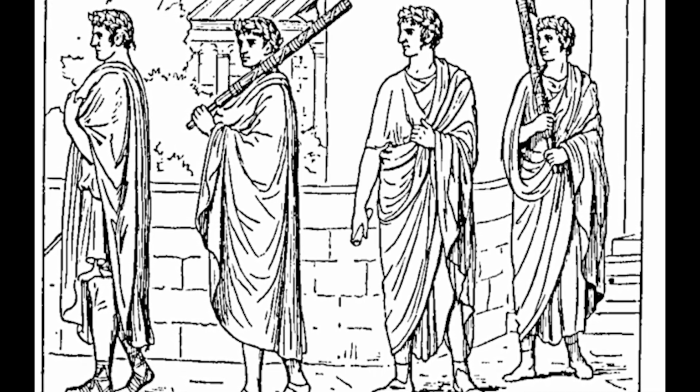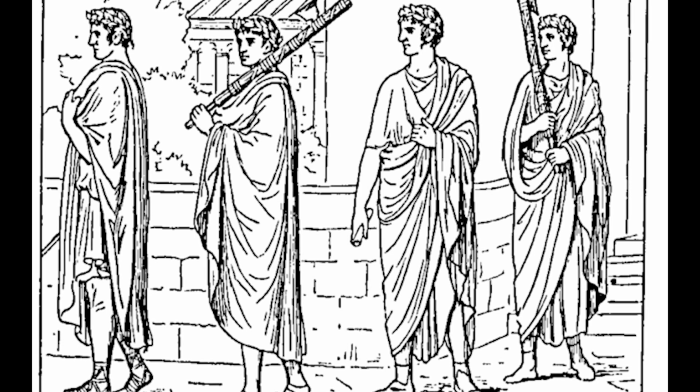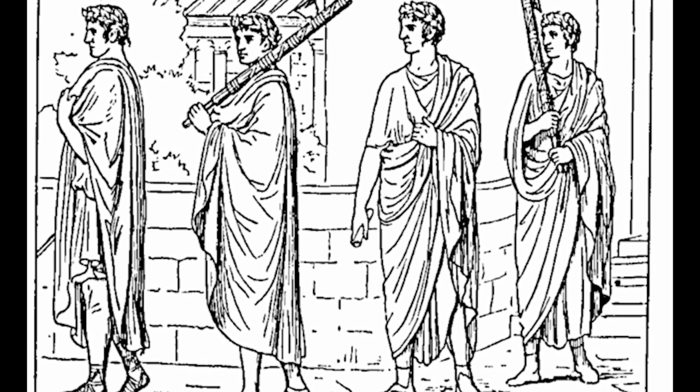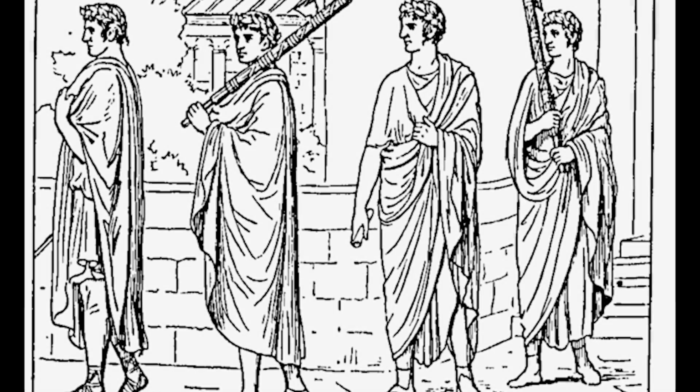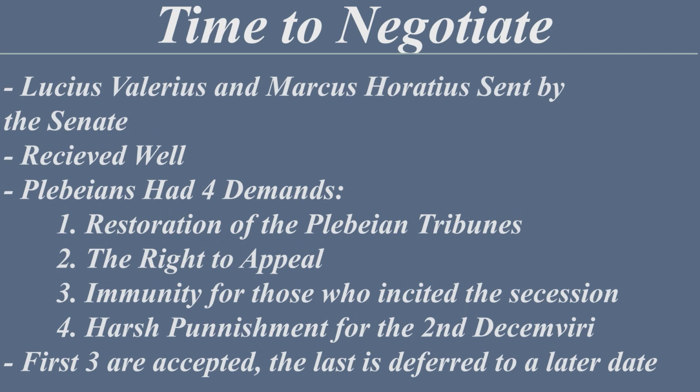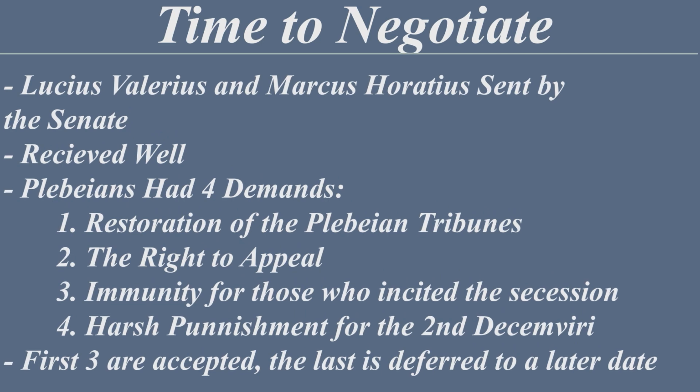Eventually, the Decemviri agreed to resign, and thus allow the election of both consuls and tribunes, in exchange for protection against any personal reprisals for their actions while in office. Lucius Valerius and Marcus Horatius were sent to the Mons Sacer to discuss these terms with the plebeians. The 2 men were well received, as the plebeians remembered their actions in the forum.